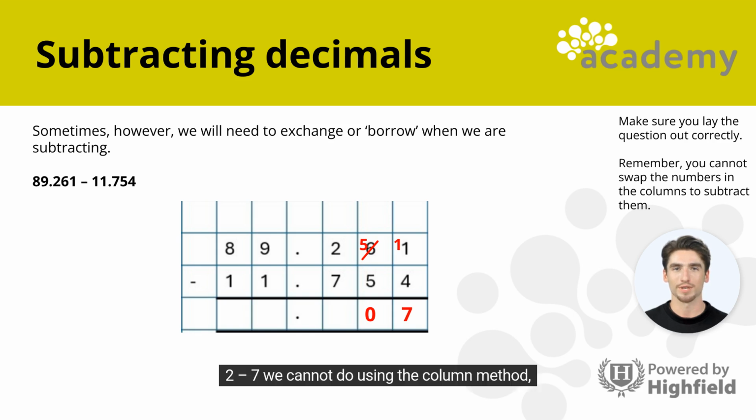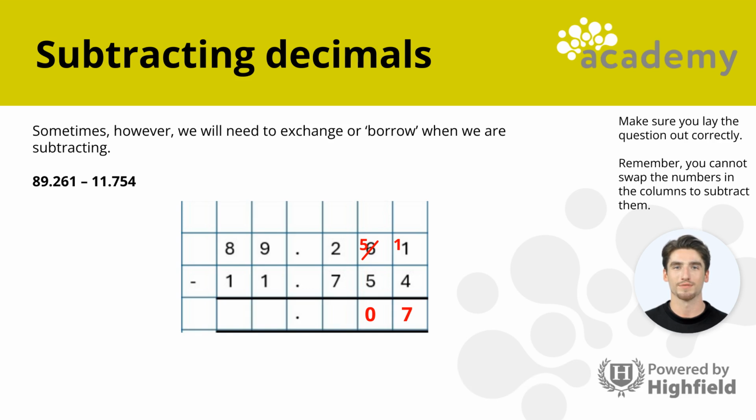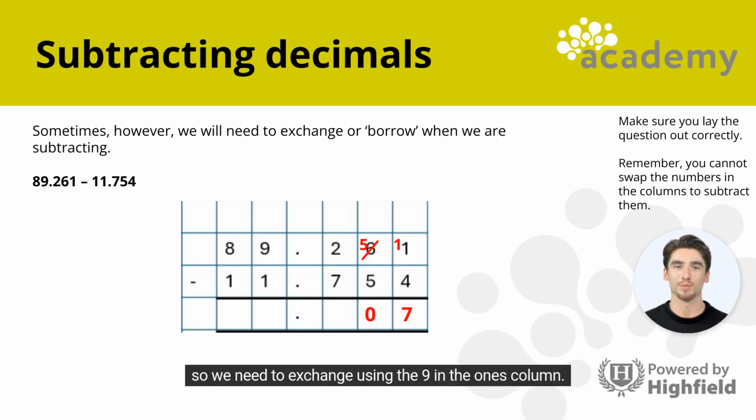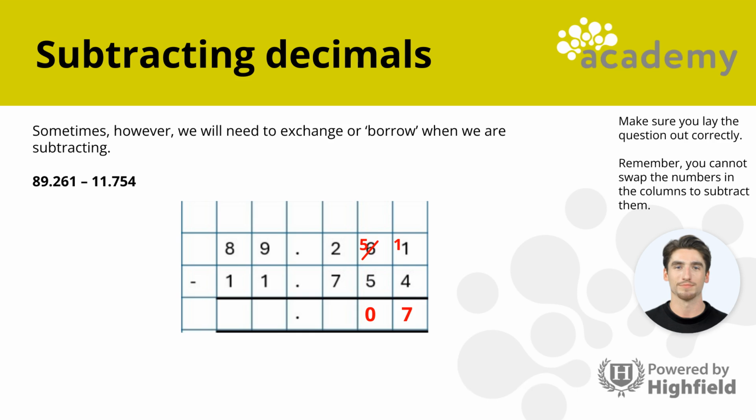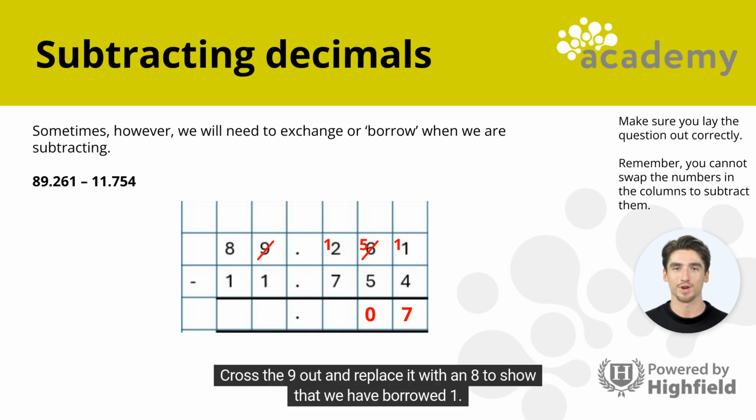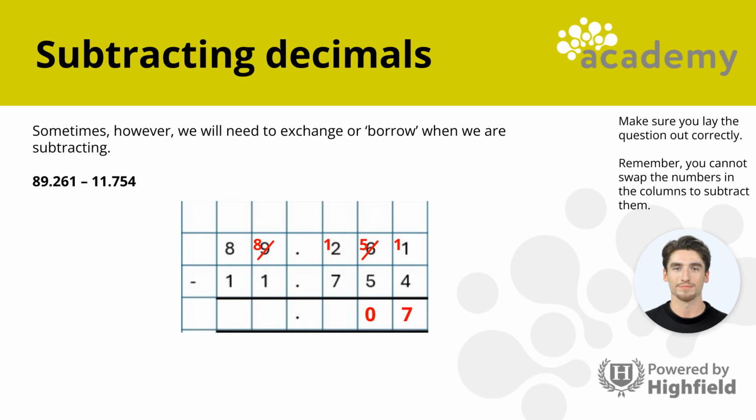2 minus 7 we cannot do using the column method, so we need to exchange using the 9 in the ones column. Exchange 1 from the 9. Cross the 9 out and replace it with an 8 to show that we have borrowed 1. 12 minus 7 equals 5.